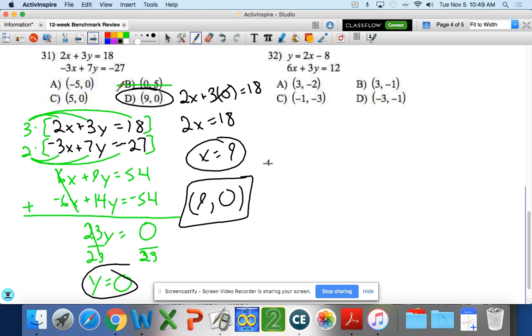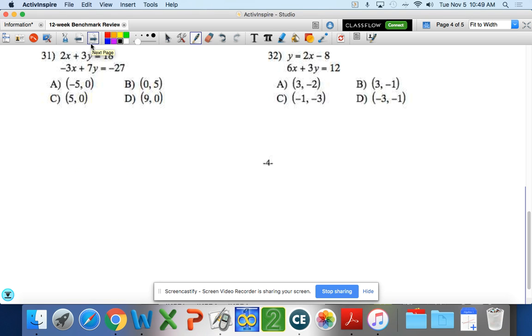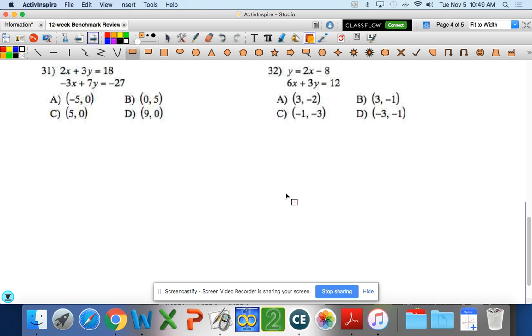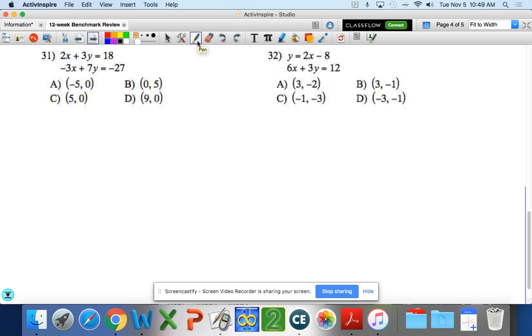Number 32. So I'm going to clear out this one. If you need this, please pause for a moment if you need this work. Number 32 really can be done two different ways. I know you could do either of these problems with all three methods, but really there's two good ways to do it. That would be substitution and graphing.